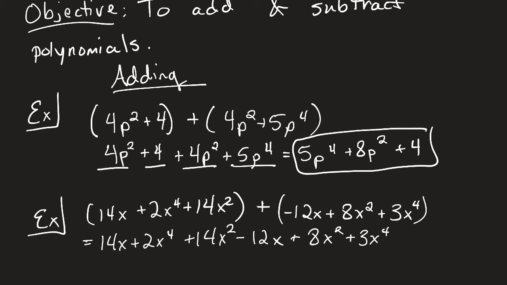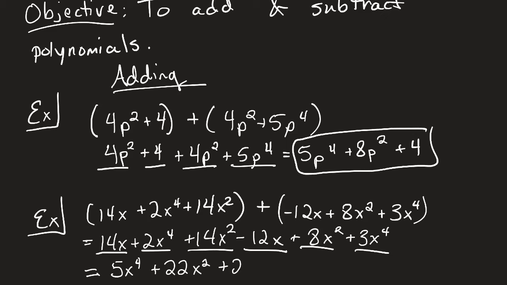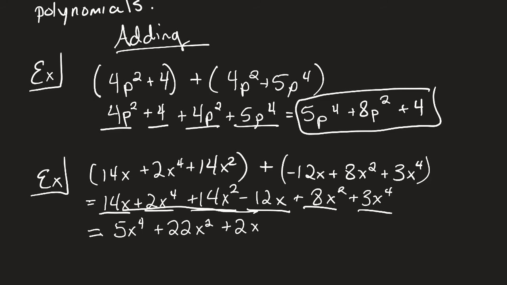So we're going to start with the highest power, and the highest power here is 4. So we have 2x to the fourth plus 3x to the fourth, which is 5x to the fourth. The next highest power is squared, so we have 14x squared plus 8x squared, which is 22x squared. And then we have 14x minus 12x, which gives us 14 minus 12 is 2, so we have plus 2x. So our final answer here is 5x to the fourth plus 22x squared plus 2x.